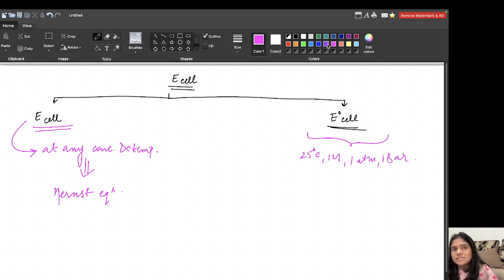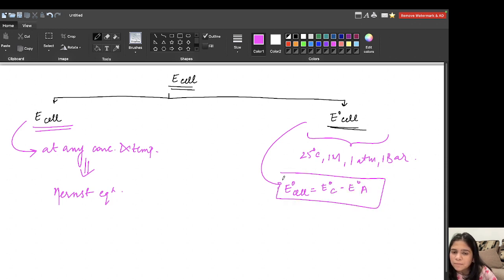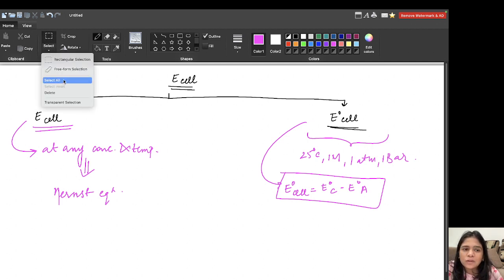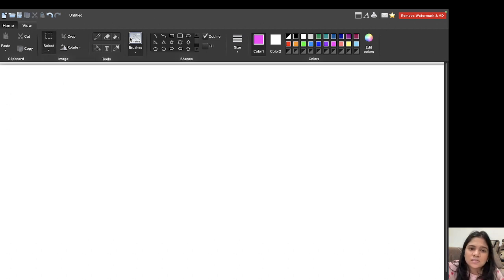Here the standard EMF E naught of cell will be equal to E naught of cathode minus E naught of anode. That's how you find your E naught of cell, like how we did previously. So now I'll be giving you some questions related to this. The first question, do it with me. For the next questions, just pause the video and try it yourself.